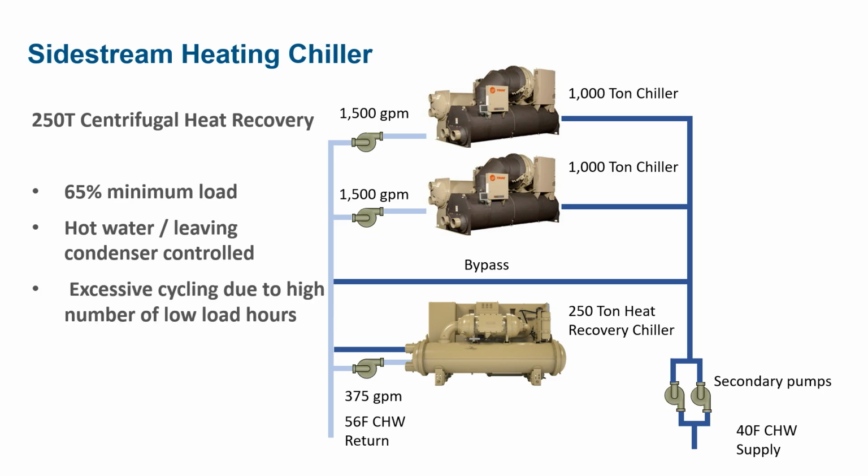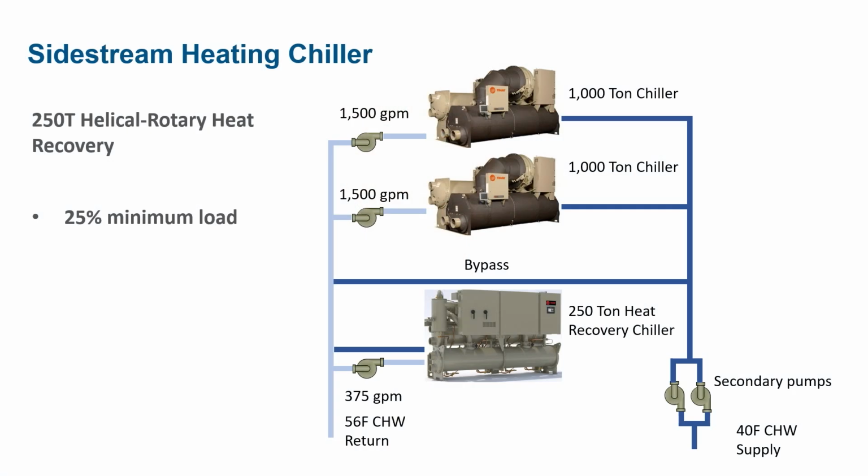Unfortunately, if the hot water load is less than 65% of the unit's capacity, the heat recovery chiller will have to cycle on and off to meet the load. Given the large number of hours in a typical comfort heating application that are well below 65% of capacity, this unit will be subjected to excessive starts and stops, shortening the unit's operating life.